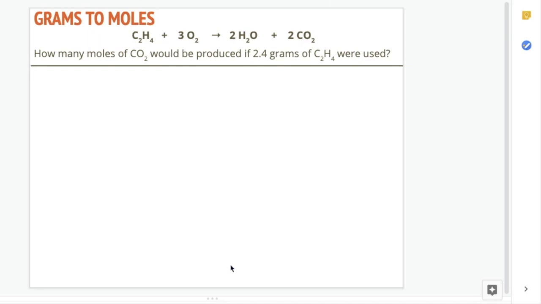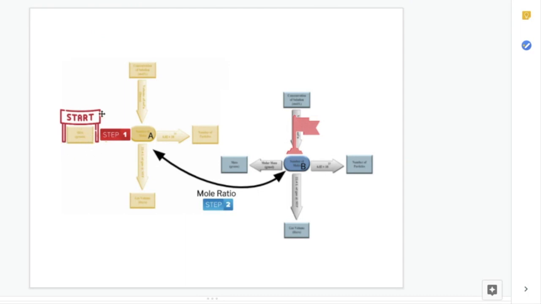So this time it asks us how many moles of carbon dioxide would be produced if 2.4 grams of C2H4 were used. So let's look on our summary chart. It says we are going from 2.4 grams to moles. So I'm starting here at grams, and I need to get to moles of a different compound. So step 1 is to convert from grams to moles, and then step 2 would be from moles to moles. So let's do it.